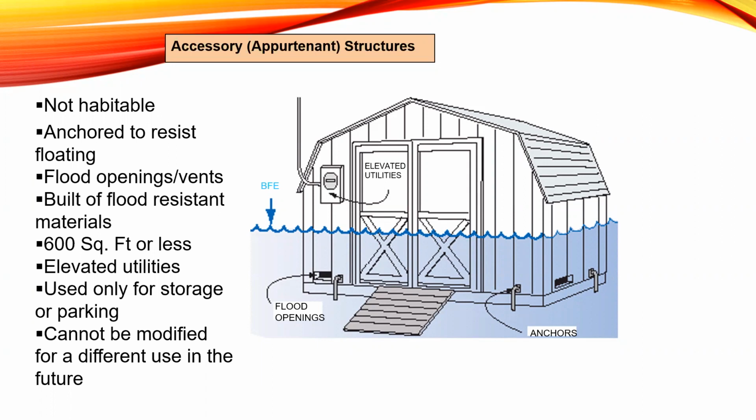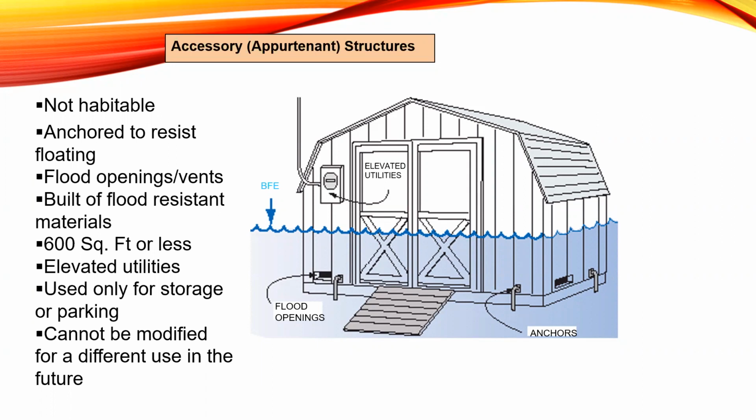But yeah, accessory structures either need to be elevated or wet flood proofed, and there are certain conditions for them to be in the floodplain and be allowed to be wet flood proofed. If they don't meet these requirements, then they have to be elevated. They're not habitable, they're anchored, and they're made of flood damage resistant materials. And of course, wet flood proofing means having the flood openings or flood vents. 600 square feet or less.